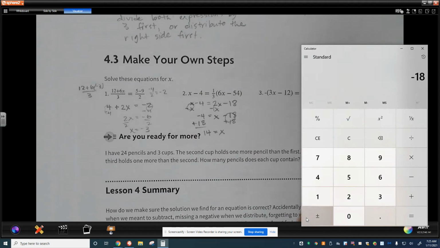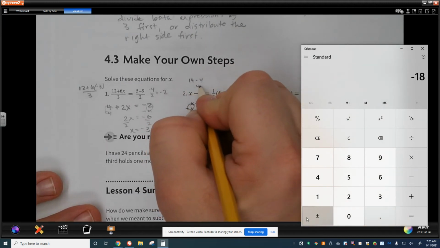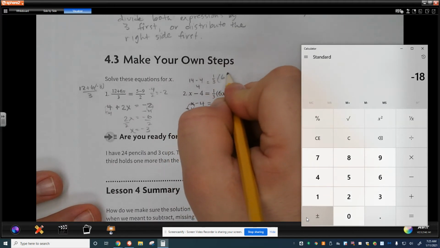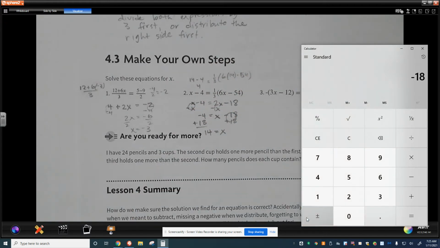And now I want to make sure that I'm right. 14 minus 4 is equal to 4. 1/3 of 6 times 14 minus 54. Let's get the calculator again. 6 times 14 equals, whoops, I must have hit the wrong button. 6 times 14 equals 84. 84 minus 54 is 30. And then 1/3 of 30 is going to be 10.